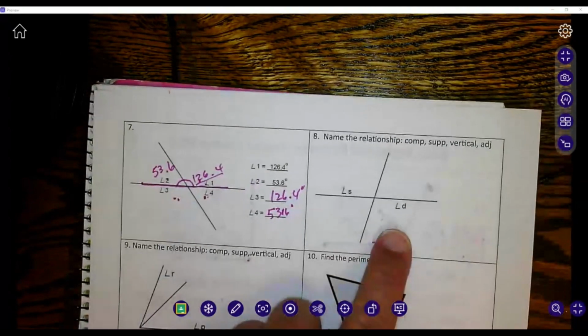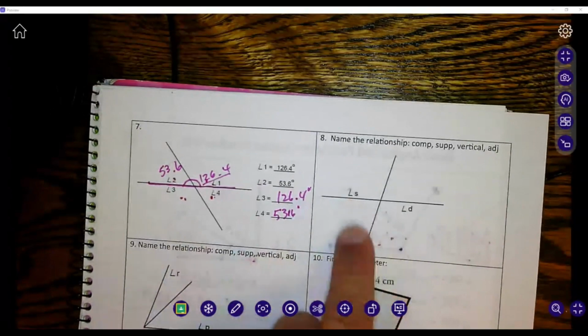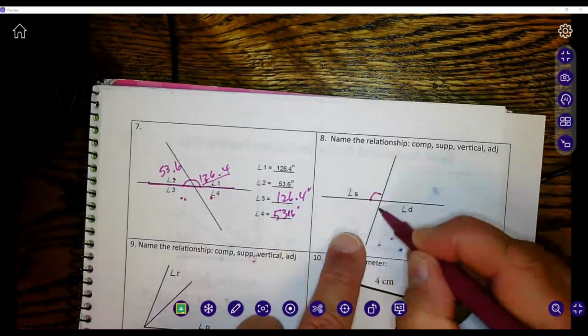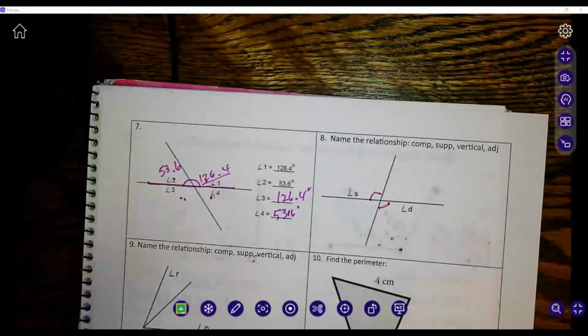And if angle 1 is 126.4, it's vertical to angle 3, and so angle 3 is 126.4. Look at number 8. All it's asking for here is, what is the relationship with this angle and this angle? Are they complementary? Are they supplementary? Are they vertical? Are they adjacent?